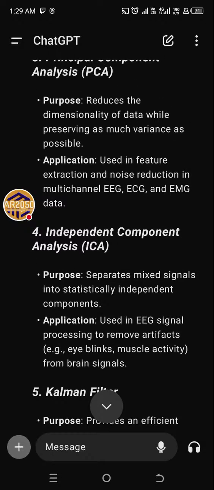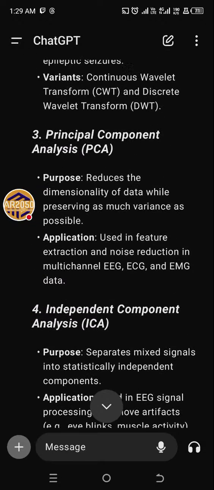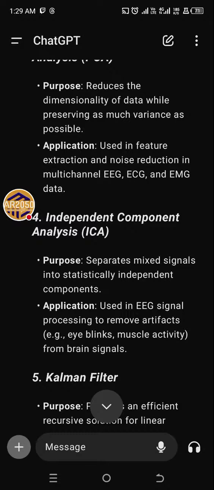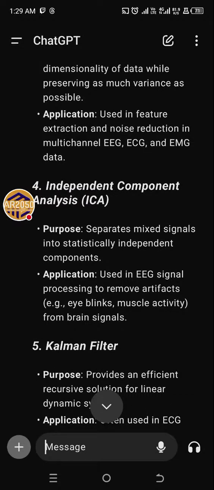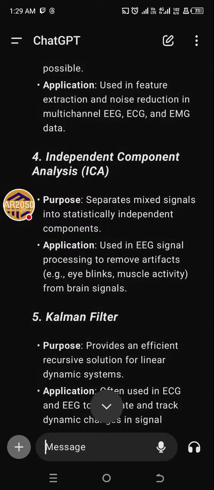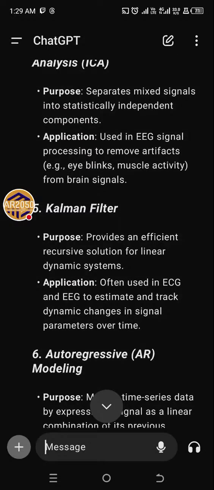Independent component analysis, just like PCA, is a component analysis, but it separates mixed signals into statistically independent components. So it is used to remove artifacts such as eye blink and muscle activity from brain signals. Then we have the Kalman filter.